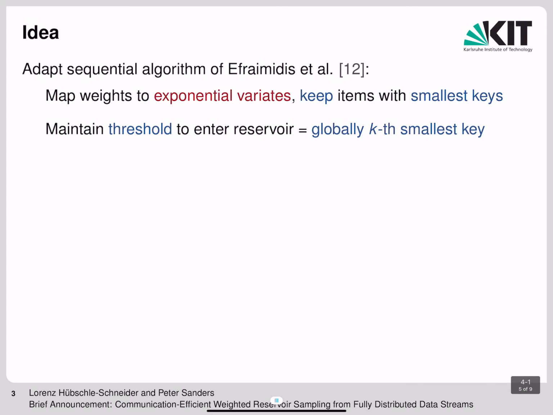The way our algorithm works is to adapt a sequential algorithm of Efraimidis and Spirakis, which assigns keys to the items which are basically exponential random variates with the item weight as parameter. Then, the k items with the smallest keys form the desired sample. And because we proceed in mini batches, we maintain a threshold that's required for a new item to enter the reservoir, and that's simply the kth smallest key at the end of the previous mini batch.